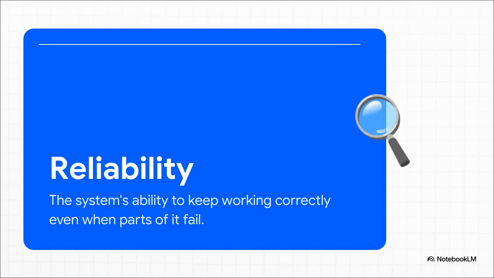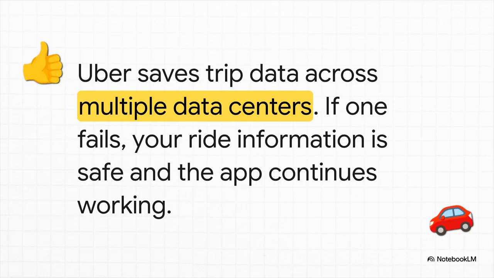Look, things are gonna break. It's inevitable. A reliable system is actually designed for failure. It expects things to go wrong and has backup plans ready to go, so that you, the user, don't notice a thing. Think about it. When you're in an Uber, your trip information isn't just sitting in one place. It's being copied to multiple data centers in different cities. So if a data center in, say, Virginia has a power outage, another one in Ohio just takes over instantly. Your trip continues without a single hiccup.